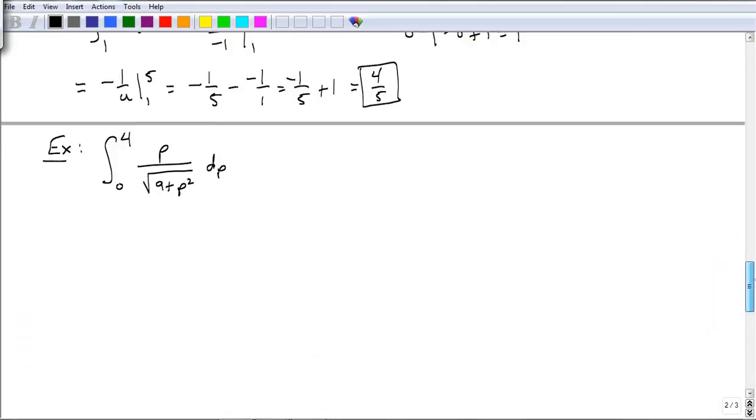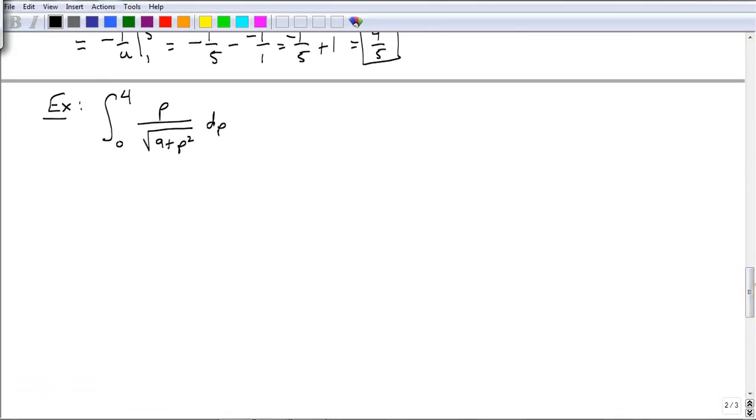So let me try one more of these where we have to work the bounds. Now I'm going to change the bounds on this one the whole way. In this case, I'm going to let u be the stuff under the square root, 9 plus p squared. Notice the derivative of p squared is 2p. It'll let me cancel out the p on top. I take the derivative, du over dp is 2p, so du over 2p is dp.